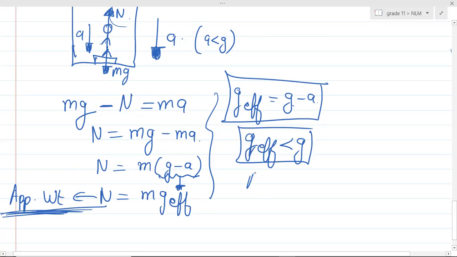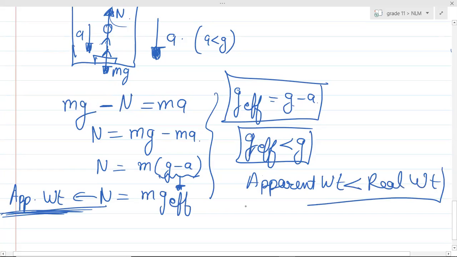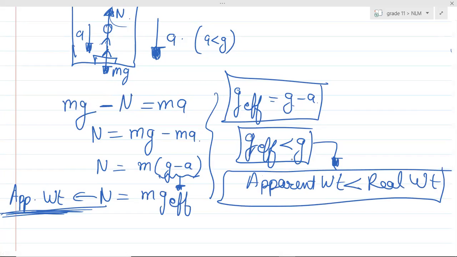So in this case, the apparent mass or apparent weight will be less than the real. Please remember this. When the lift is going down, then you feel a little bit light, right? When the lift goes down suddenly, do you feel a little bit light in your stomach? Yes or no? Do you feel that?